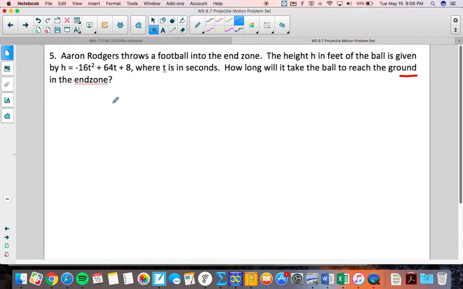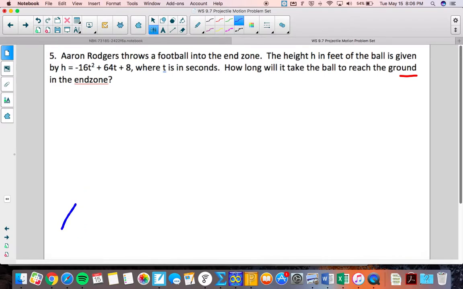Aaron Rodgers throws a football into the end zone. The height h in feet of the ball is given by this equation, where t is in seconds. So in other words, when we know the time, we can plug in that time amount for t and throw it into our calculator, and it will tell us the height of the football at that time. How long will it take the ball to reach the ground in the end zone?